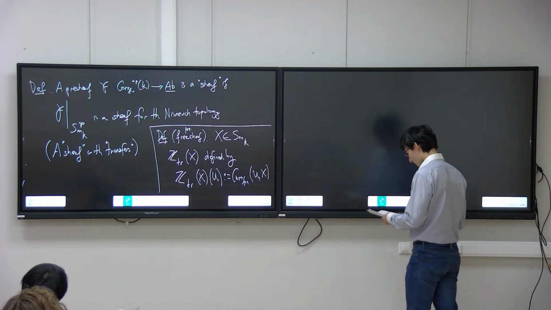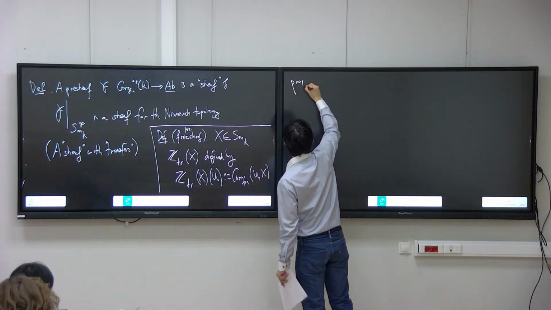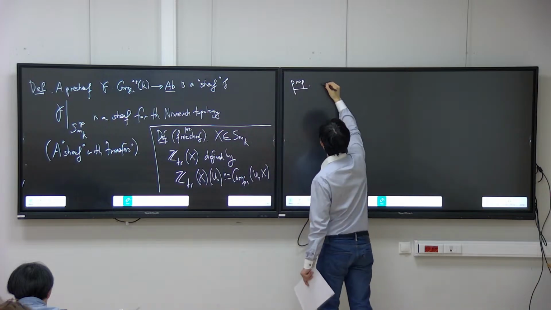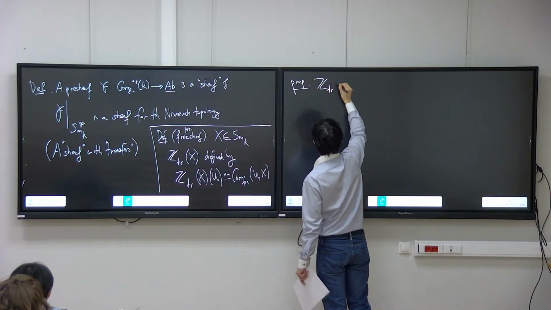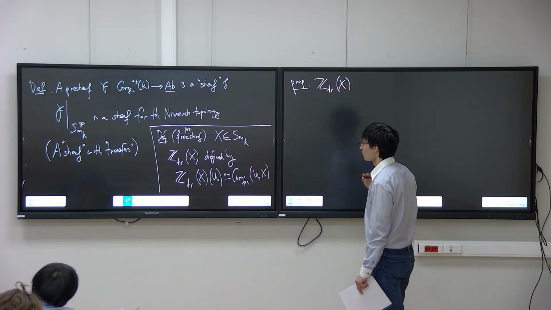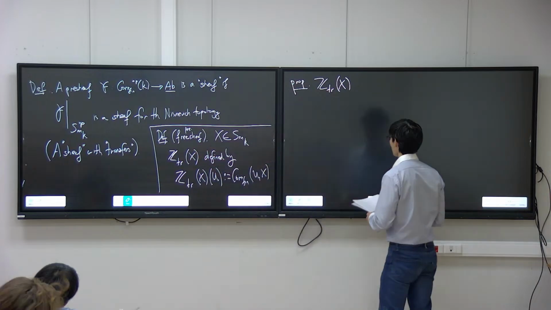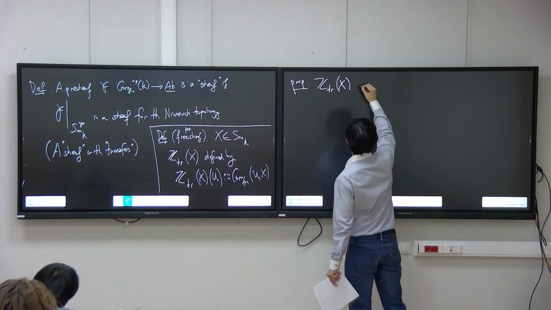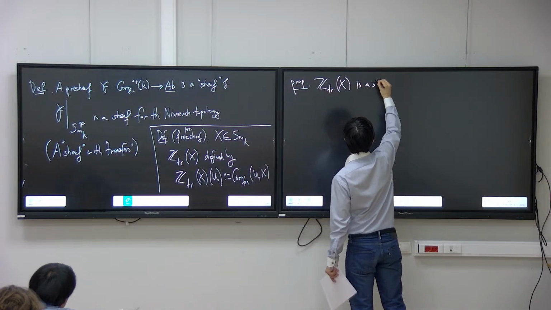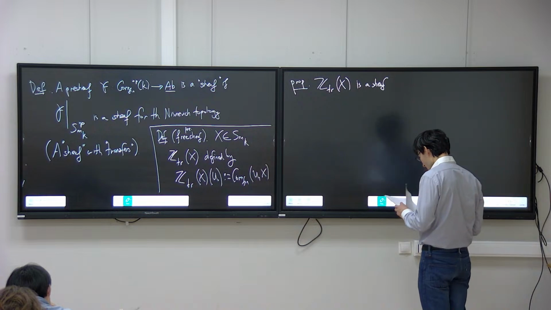So let's check it. So, proposition. This free sheaf, I say free, I mean in the sense, I guess, in algebraic topology, when you just have the sheaf generated by X, the Z_tr(X) is a sheaf. Okay, so let's try to show that.